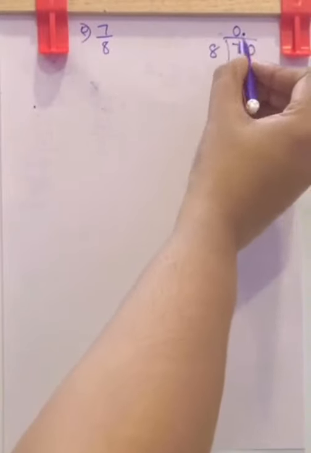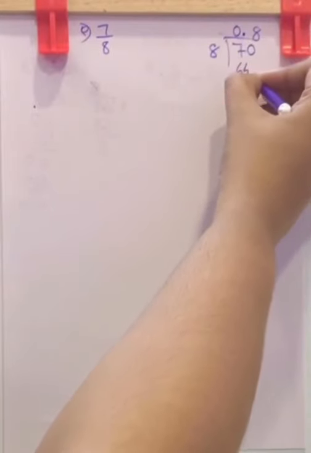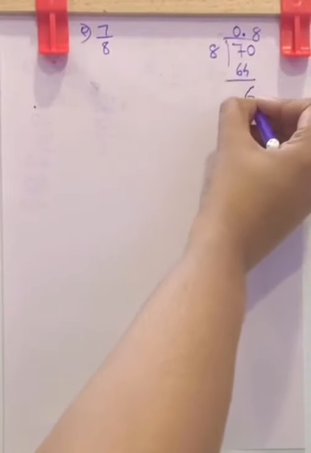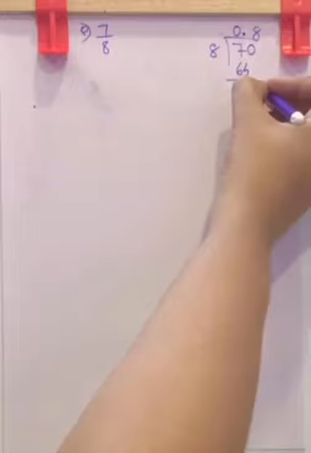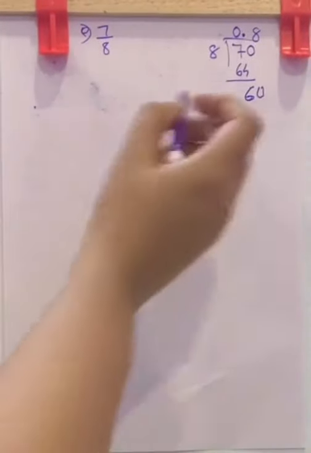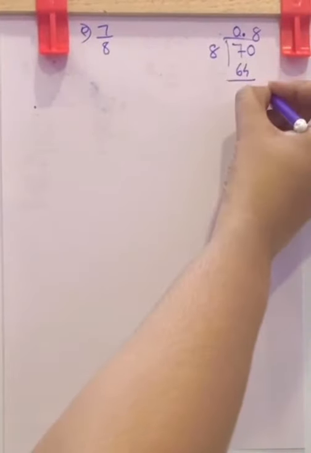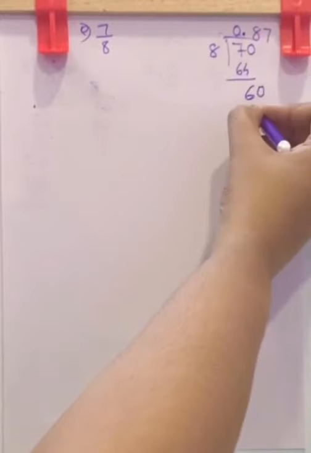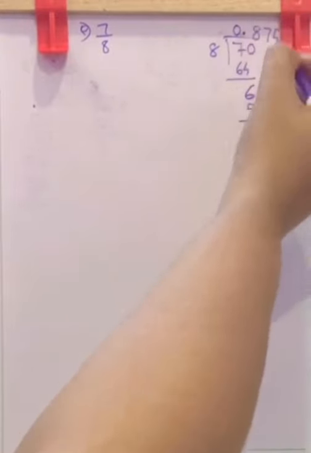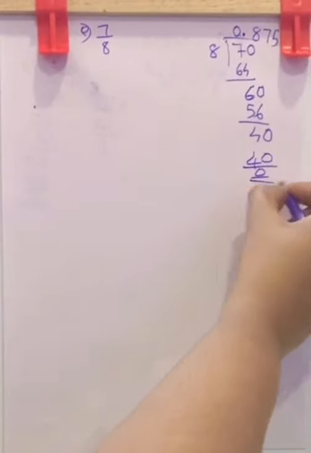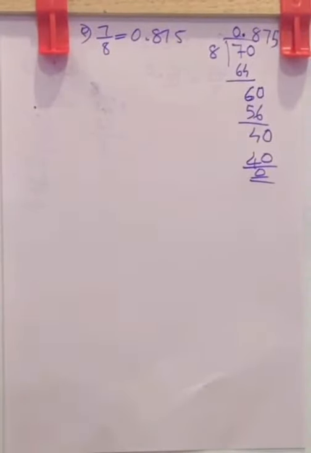Now 70. In 70, 8 goes 8 times. That is 64. Balance is 6. Now this is the remainder, and we have to continue the division. So we'll make it 60. Put a 0 here because we have already started the decimals. In 60, 8 goes 7 times, balance is 4. Now you can put 0. Stop. So the result is 0.875.